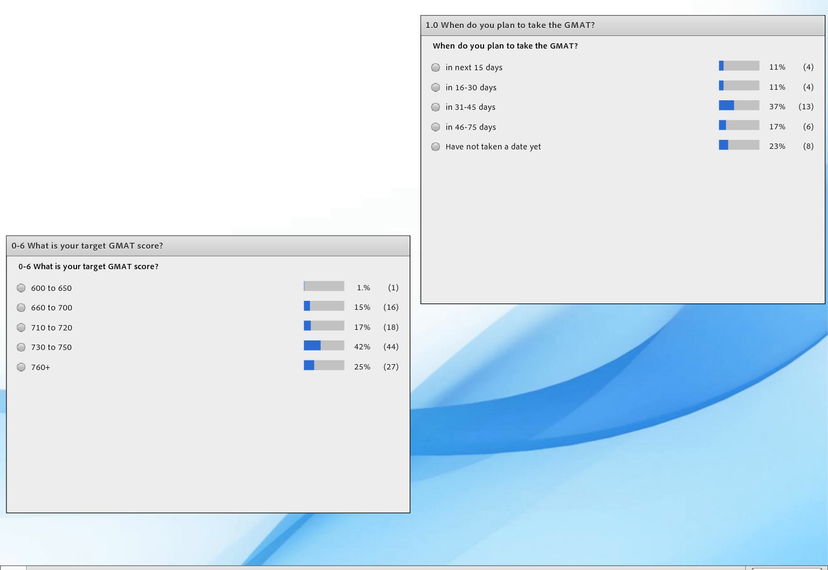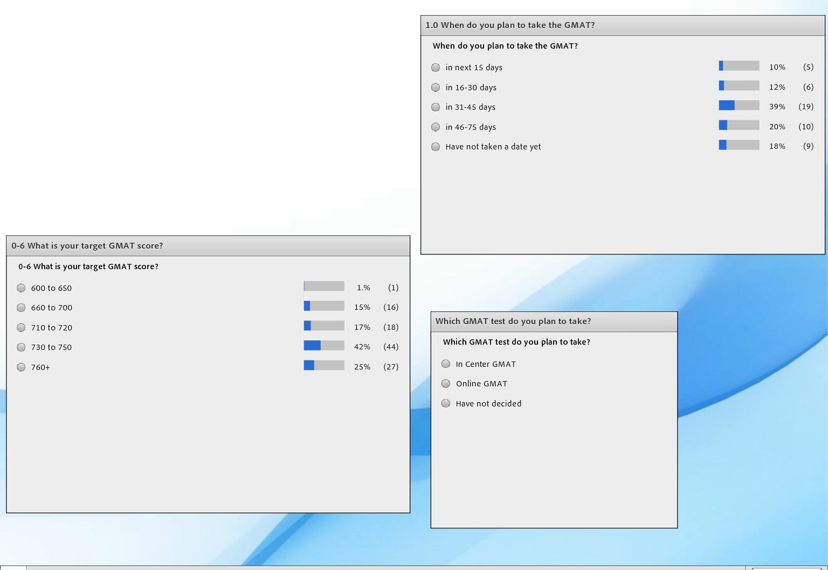And then the third piece, which I'd like to know about you guys, is essentially, how do you plan to go about taking the GMAT? Which GMAT test do you plan to take? Let me broadcast results as well over here. Again, the 3 options here are the in-center GMAT, the online GMAT, or if you've not decided, you could go either way.